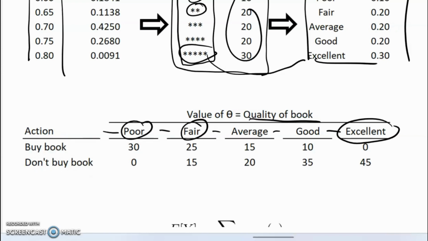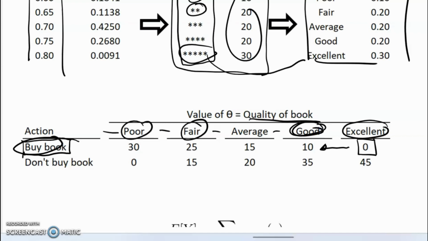So, in the situation where we buy the book, the best case scenario is if the book is excellent. If we buy the book and the book is only good, then there's going to be a loss because we bought the book and it's merely good as opposed to excellent. Continuing on, the maximum loss occurs if we buy the book and it turns out to be only a poor book.